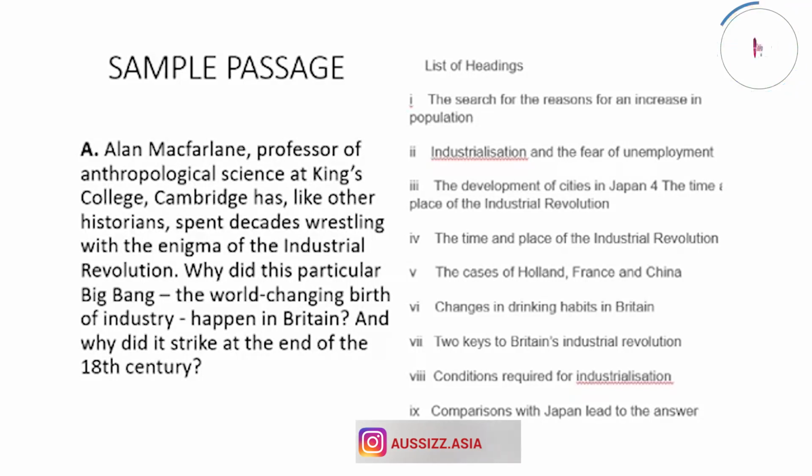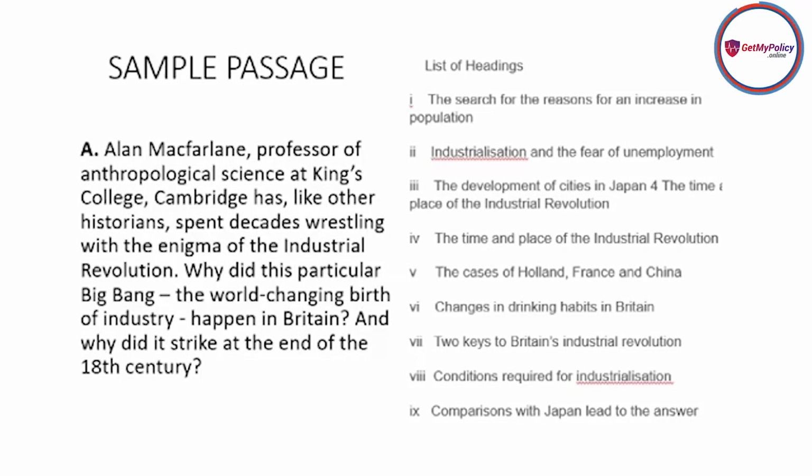The third is the development of cities in Japan. So the Japanese cities are developing. Next, the time and place of the Industrial Revolution. Somewhere we are focusing on time and place in one paragraph. The next is the cases of Holland, France and China. The next is changes in drinking habits in Britain. So somewhere we find changes in drinking habits. Next, two keys to Britain's Industrial Revolution. There are two important factors that are very significant for Britain's Industrial Revolution. The next is conditions required for industrialization, and the next is comparisons with Japan lead to answer.